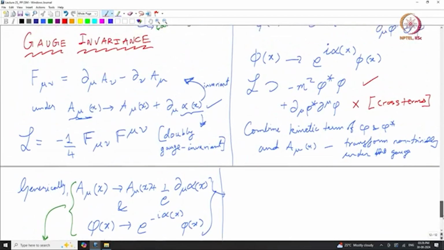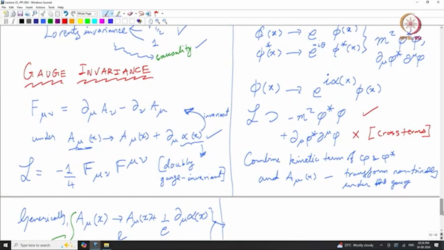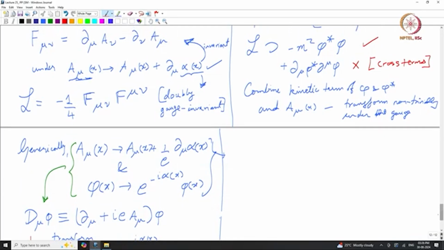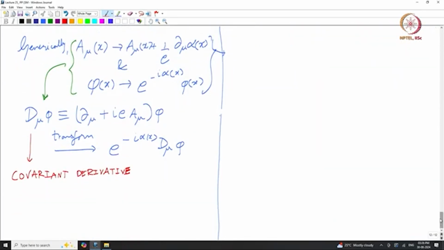We wanted the kinetic term also to be invariant under the gauge transformations. So instead of writing that as the kinetic term, I can now use this as my new derivative, which is covariant. That is, just like Lorentz covariance, now you have gauge covariance, right. It transforms the way I want, it transforms the way the field transforms, basically the phi field transforms. Okay.